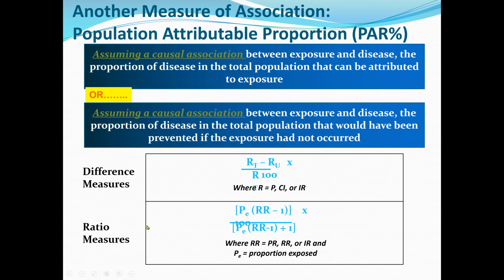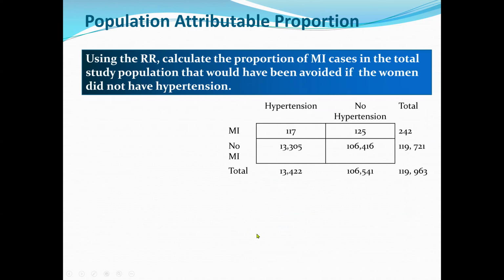or IR. We also have the ratio measures, where we have a numerator and denominator. Here PE is the proportion of the population that is exposed. Then RR can be the prevalence ratio, risk ratio, or incidence rate ratio. So we have PE times (RR minus 1) divided by PE times (RR minus 1) plus 1. Again, we're going to see an example soon.